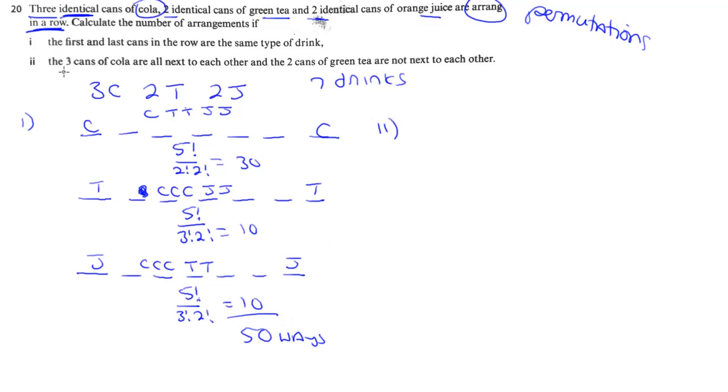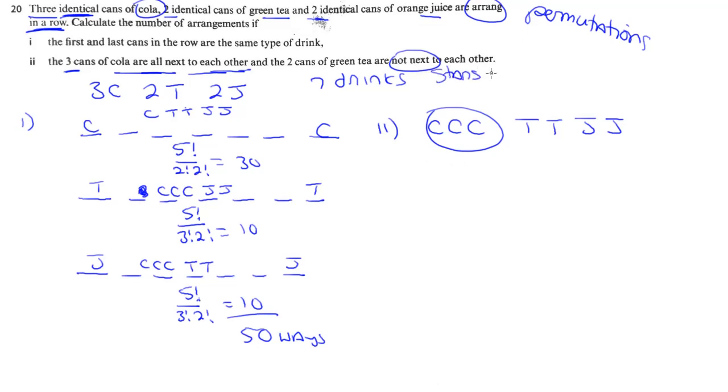Now in part 2, the 3 cola cans have to stay next to each other, and the 2 green teas have to be apart. So we're going to think of the 3 cola cans as being one thing. Luckily, they're all the same. They're identical, so we don't have to worry about arranging them. And we're going to use stars and bars. Now, our bigger group is going to be the bars. And those are our 3 things, the C's and the 2 J's.